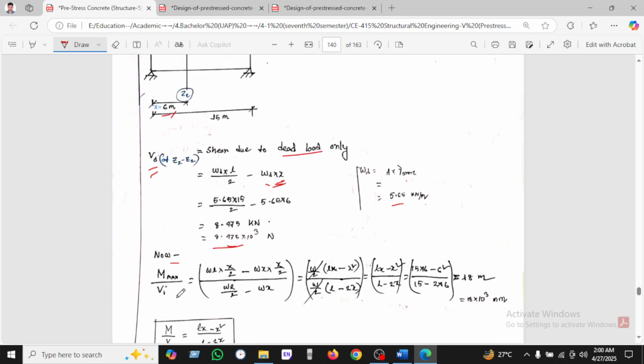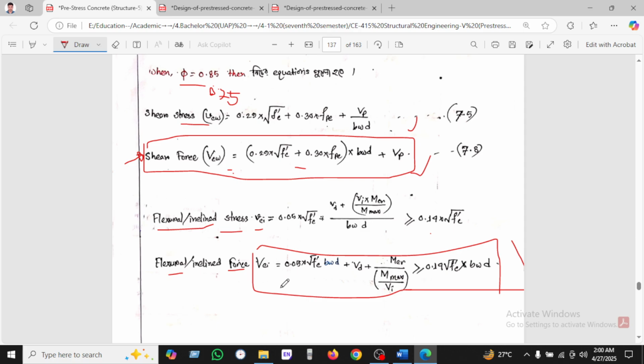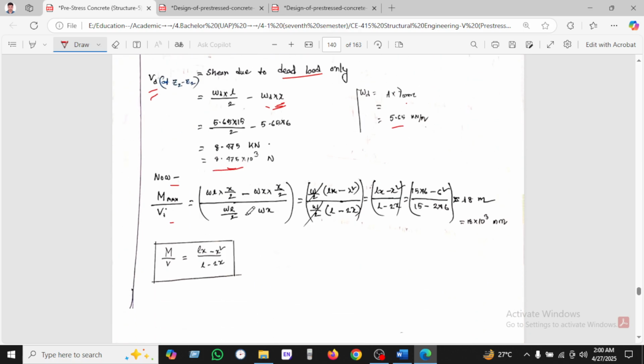Now we can use this formula, as we saw previously when I first introduced it. Then we can use the ratio of this formula: W into L into x divided by 2, over W into L minus x divided by 2. Taking W common, it cancels out. After cancelling out, we get this formula, and after putting in the values, this is the ratio, moment divided by shear, which is 18 meter or 18 into 10 to the power 3 millimeter.